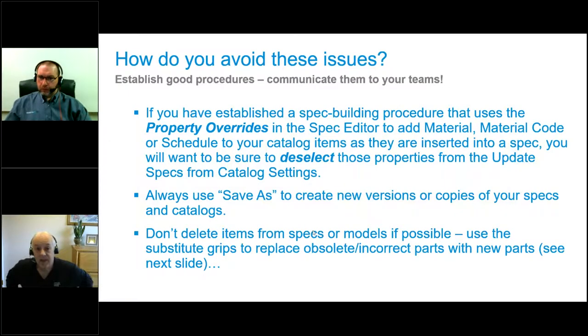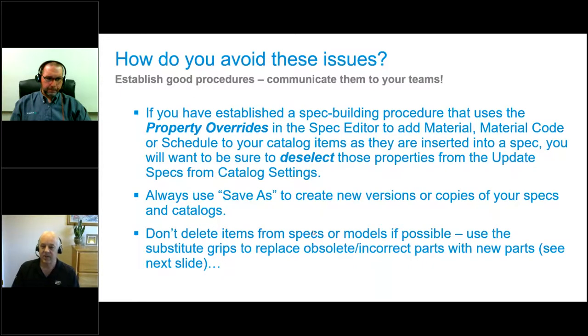So when we talk about avoiding the issues that break the connections, we want to think about certain things. One of them is the property overrides. If you are applying property overrides in your spec editor when you add components from the catalogs to your specs, for example, if your catalogs contain the component for an elbow or a part family that's elbows, but it doesn't have the actual material, and you're using property overrides to apply those as you add them to specs, you want to make sure you deselect those in the spec editor from the update specs from catalog settings.